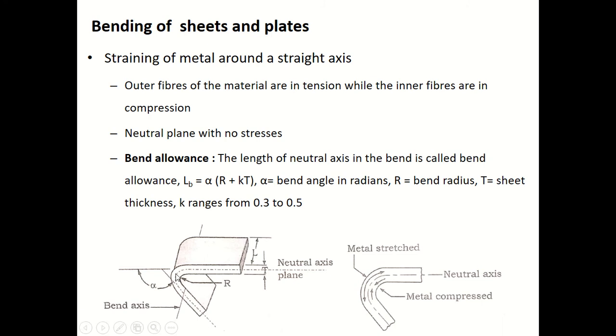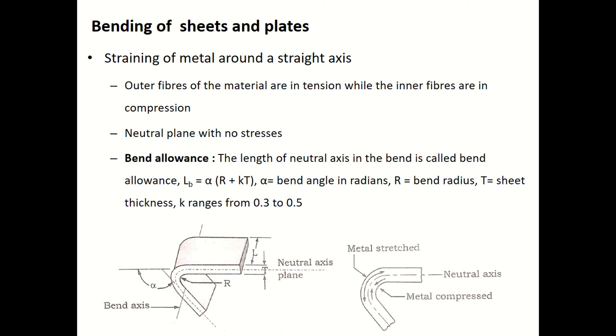Actually, there are three different zones: the surface affected by tensile stresses, the surface affected by compressive stresses, that is the outer fibers and inner fibers respectively, and then the neutral plane with no stresses. The length of the neutral axis in the bend is called the bend allowance. When you learn about bending, this is a very important terminology called bend allowance. If you look at this diagram, you can see the bend allowance.